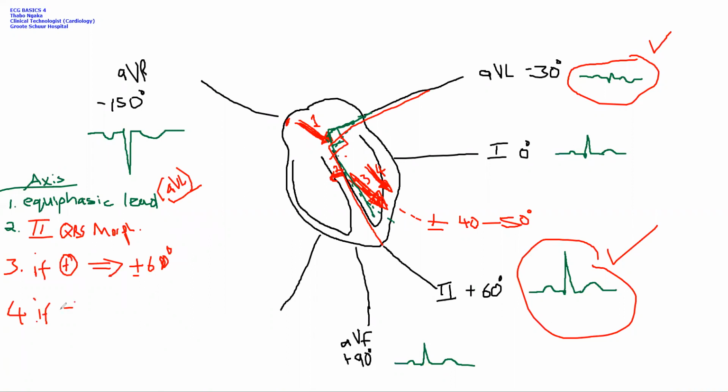If lead 2 was negative, it would have meant that vector 3 is moving away from lead 2 to the other side, maybe at about 120 degrees. So then your axis would be opposite your lead 2. It would be moving the other way. As simple as that. So I hope this made sense.